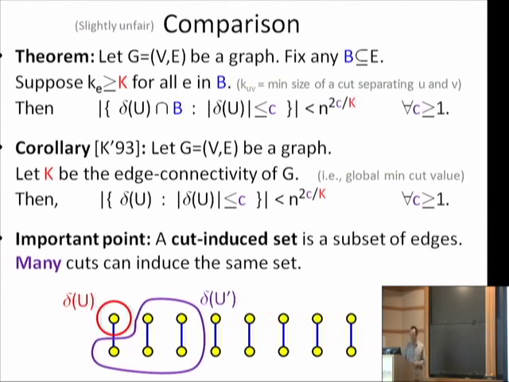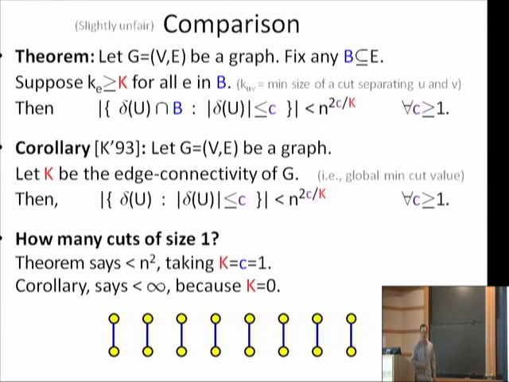Yes. So everything holds for weighted graphs? Yes, everything holds for weighted graphs.